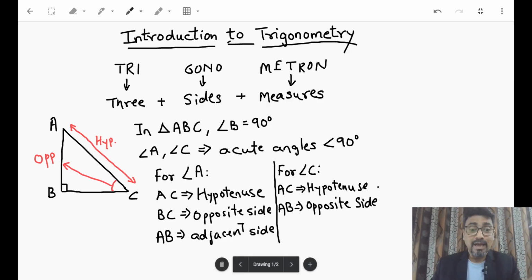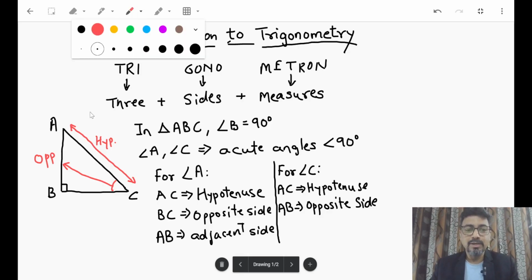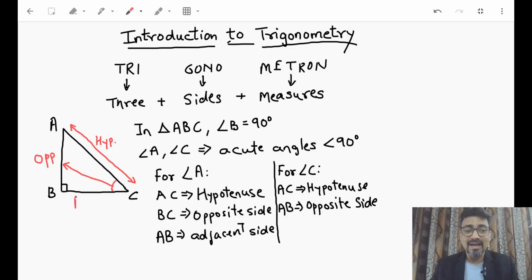What about the side BC then? If AB is the opposite side, BC is going to be the adjacent side. I write it short here as ADJ. Why adjacent side? It is adjacent to angle C, but apart from the hypotenuse, right?